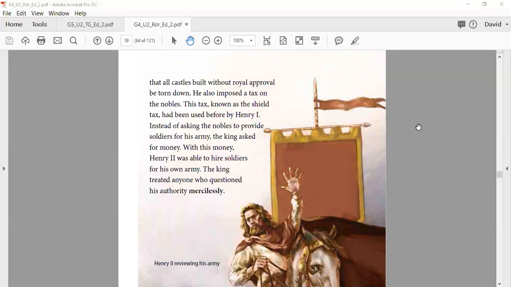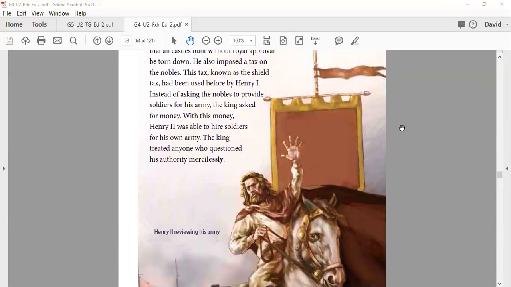This tax, known as the shield tax, had been used before by Henry I. Instead of asking nobles to provide soldiers for his army, the king asked for money. With this money, Henry II was able to hire soldiers for his own army. The king treated everyone who questioned his authority mercilessly.